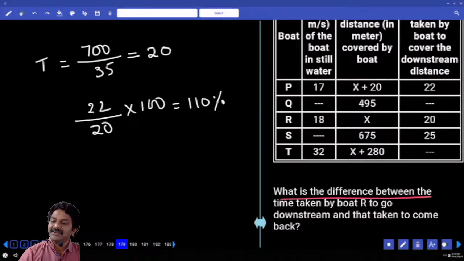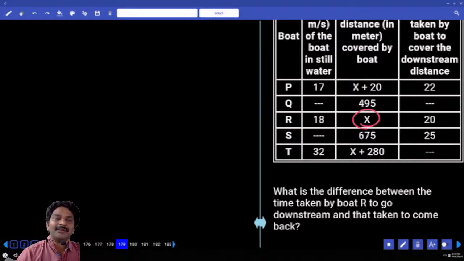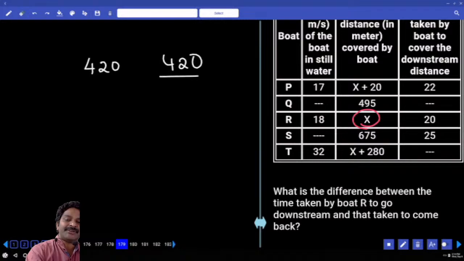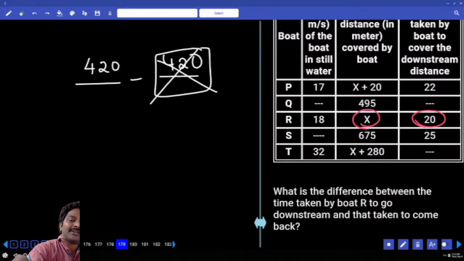What is the difference between the time taken by boat R to go downstream and the time taken to come back? Coming back means upstream. This is for boat R, and you already know that x value. How much is that? 420. Now the question is to identify the time difference between upstream and downstream. Which direction takes more time, up or down? Up. The downstream time is already mentioned, which is 20, right? So this part you don't have to calculate, you can write it directly as 20.